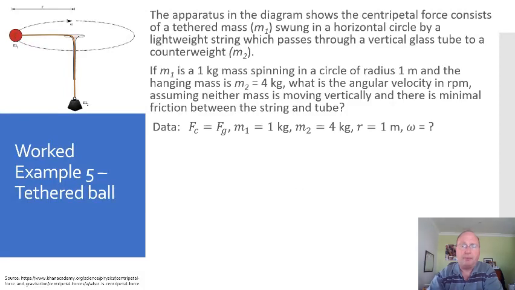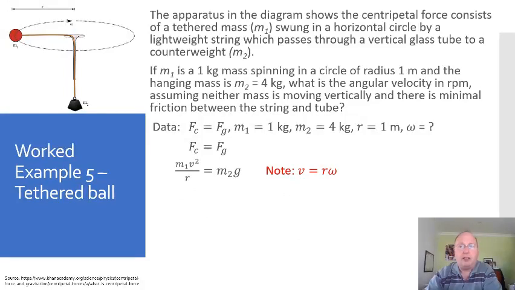So here's the data. Fc, the force to the center of the circle, equals Fg, the force due to gravity. M1 we're told is 1 kilogram, M2 is 4 kilograms, and the radius of the circle is 1 meter. And we need to find omega, the angular velocity. Here's the first equation, which is just equating the two forces.